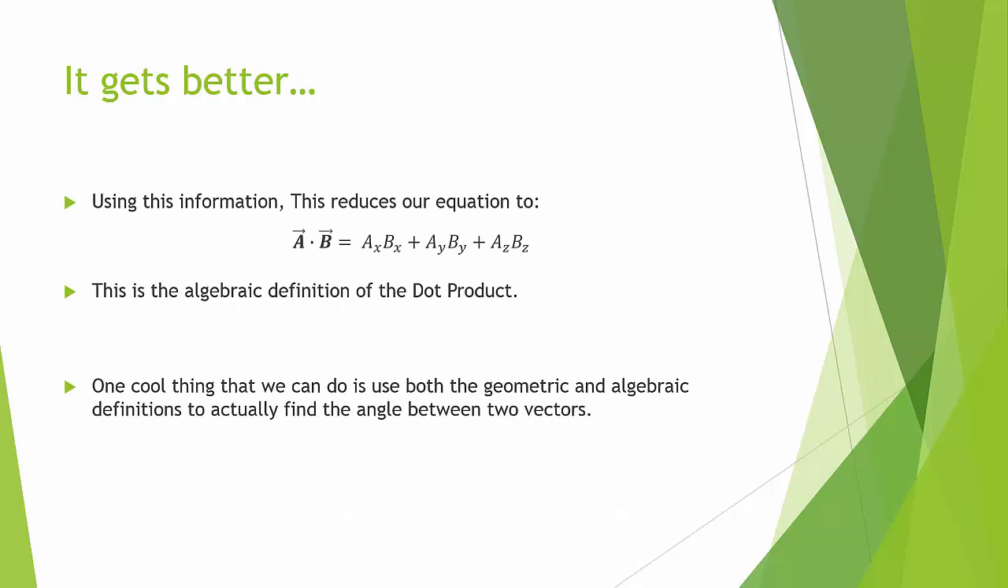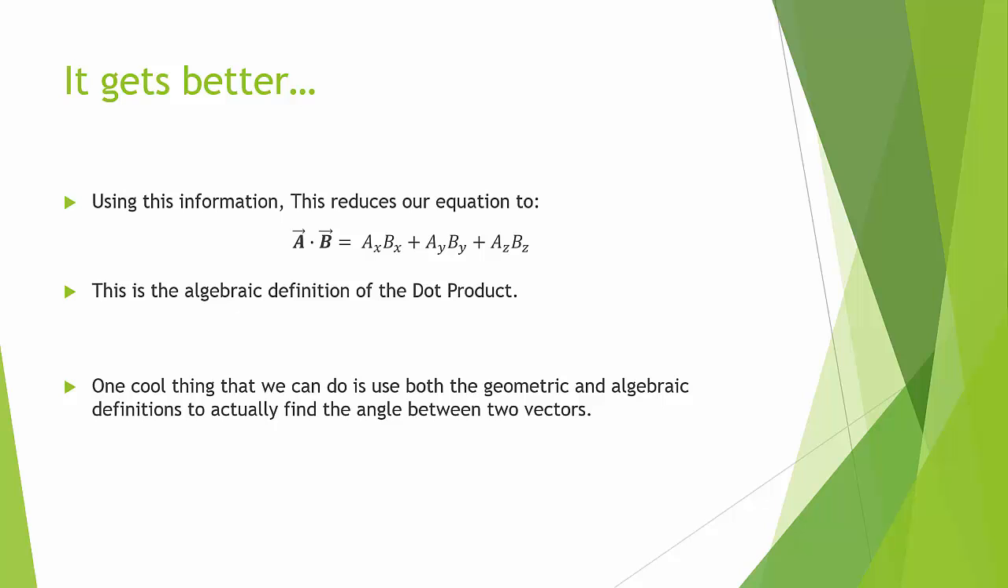And because of this, our equation reduces to a dotted with b is equal to the sum of the similar components multiplied together. This is the algebraic definition of the dot product. This is the one that a lot of people like to use first. And one of the cool things is, since these are both definitions of the same value, the same scalar, you can use the two definitions to find the angle or find a specific component if it's missing.